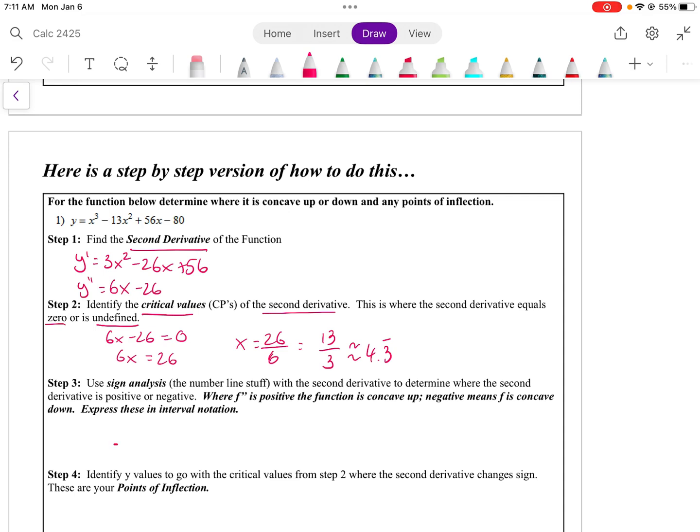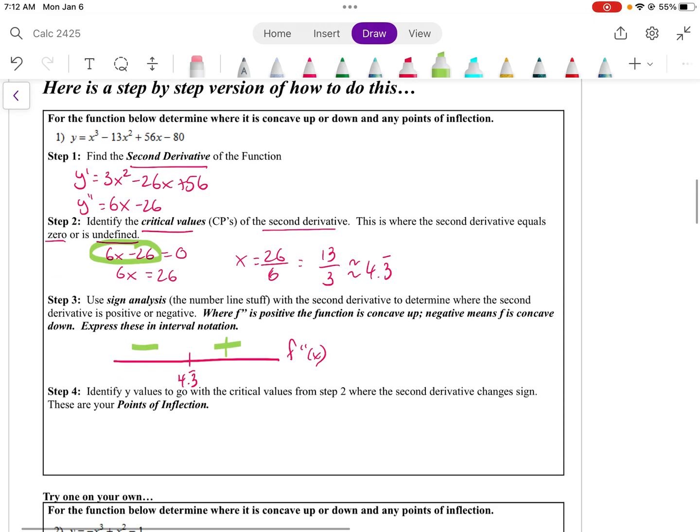So now we're going to use sign analysis, right? That's that number line. We're going to use it with the second derivative, so I'm going to mark that f double prime over here to determine whether the second derivative is positive or negative. So we're going to take 4.3 repeating, 4 and a third, and using the second derivative, this 6x minus 26, I'm going to plug in a number less than 4.3. I'm just going to go easy and plug in 0. If I plugged in 0, this would be negative. And if I plugged in a number like 6, 6 times 6 would be 36, so that would be a positive number over here.